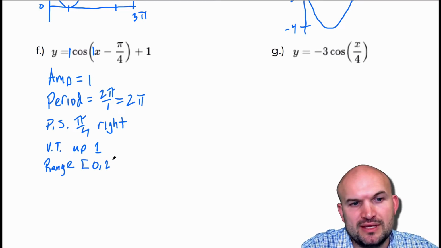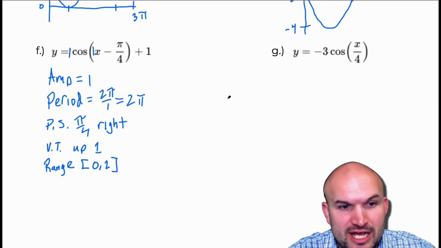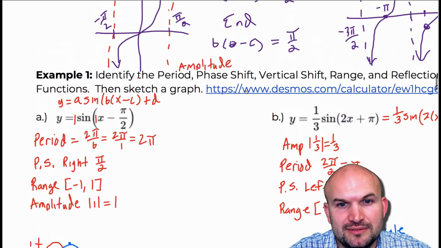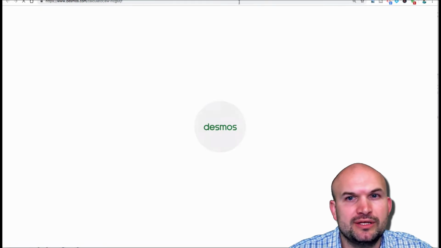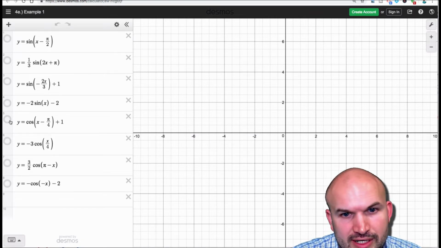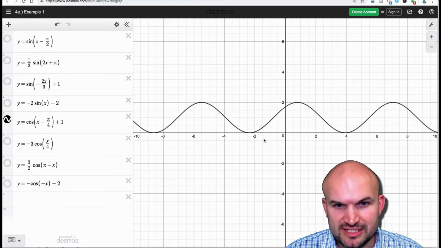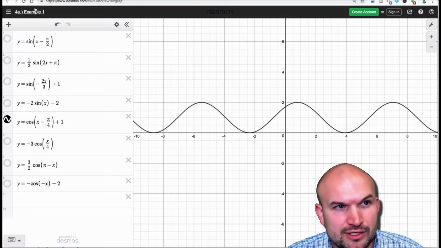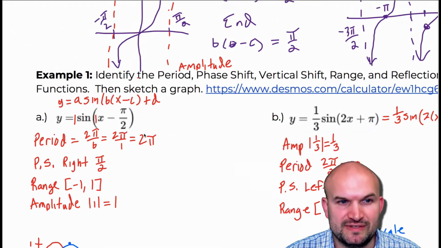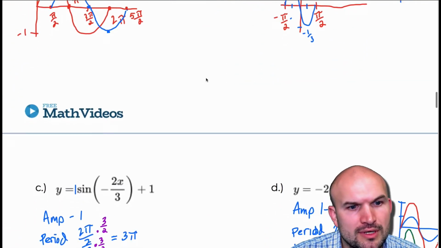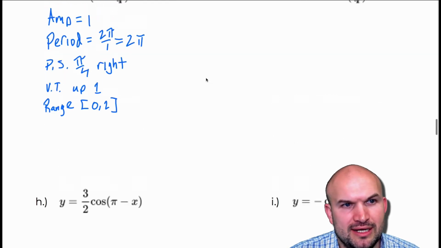And just a reminder, if you want to check your answers here, I have the link here to bring you up to these examples that you can go ahead and take a look at. So we're looking at this one right here, and you can compare it and see how the range is from 0 to 2 right there. So just a quick reminder that all of these answers you can check with this link. All right, so let's go ahead and continue.